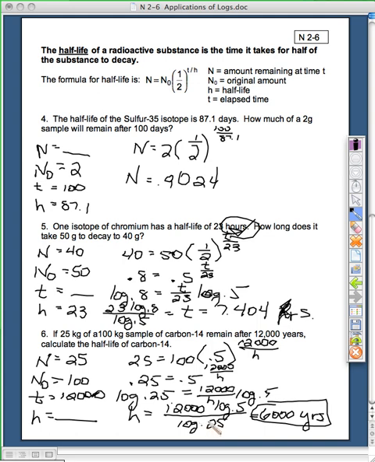And that's about all the application type problems we're going to have. There are others. There's some population growth and various things, but that's all we're going to work with today.